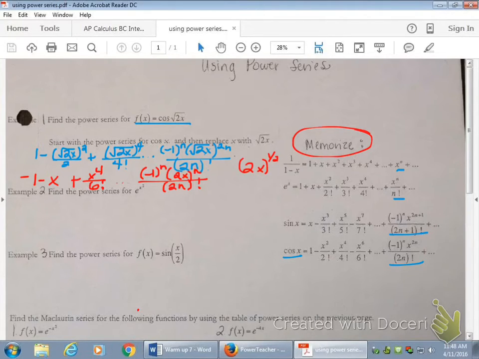Alright, find the power series for e to the x squared. So that means that I'm coming over here to e, and instead of x, I'm going to put x squared in all their places. So I would have 1 plus x squared plus x squared squared would be x to the fourth. X squared to the third is going to be x to the sixth over 6.